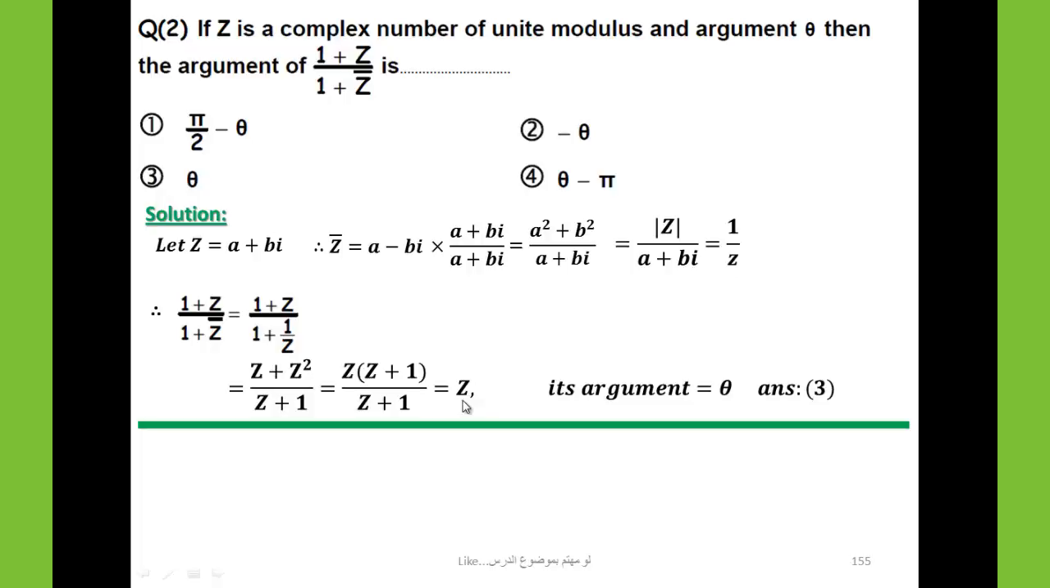What is the argument of z? From the given, the argument of z is theta. So the argument of this complex number is theta, and the answer is 3. I hope you understood it.